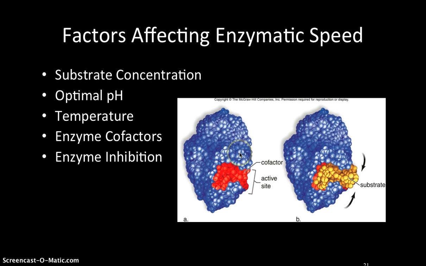If it's not there, the enzyme will not be able to carry out its job because it needs the cofactor to happen. If it is an organic molecule, it's called a coenzyme. Does the same thing. The enzyme needs it to happen, but if it's non-organic, it is called an enzyme cofactor.